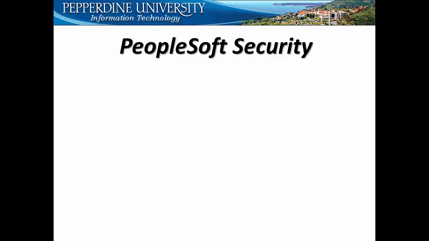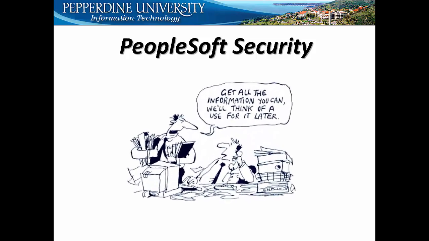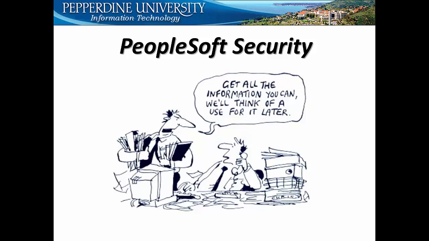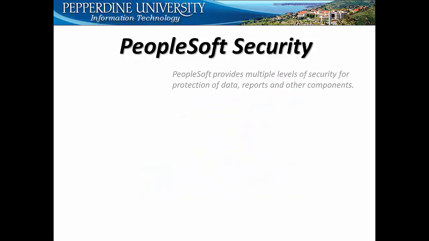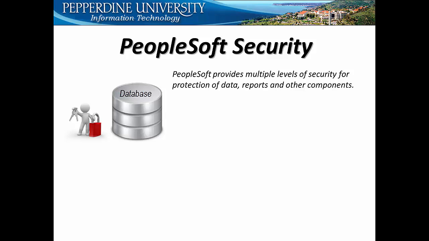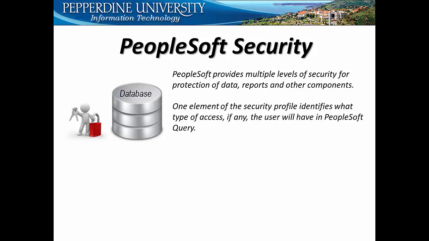PeopleSoft provides security features to ensure sensitive application data does not fall into the wrong hands, such as employee salaries, performance reviews, student grades, and so on. PeopleSoft provides multiple levels of security for protection of data, reports, and other components. For example, the security administrator must grant a user access to the query manager. One element of the security profile identifies what type of access, if any, the user will have in PeopleSoft Query. This is done by setting user profiles, roles, and permissions.